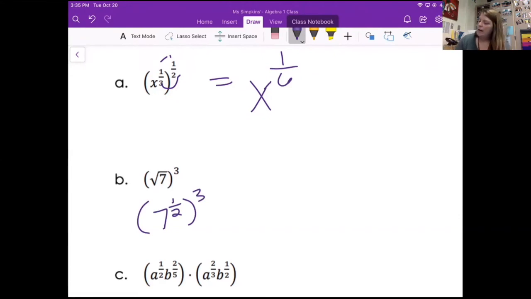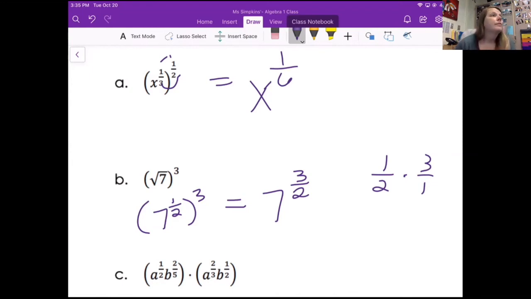Well, what is 1/2 times 3? 3/2. Leave it as an improper fraction. Again, I just multiplied 1/2 times 3/1. 1 times 3 is 3, 2 times 1 would be 2. Okay, don't freak out.